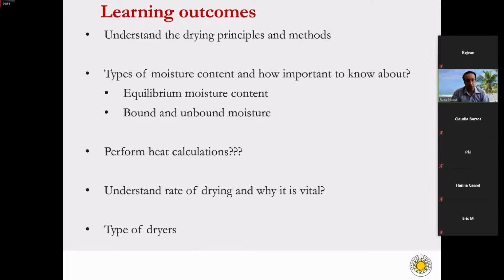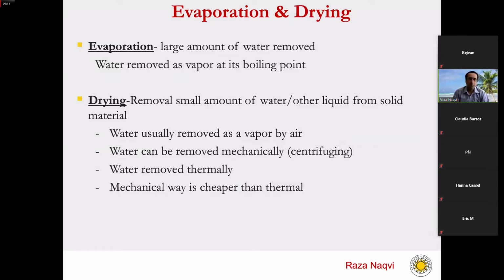We will try to discuss very briefly the heat calculations that we do in drying equipments. It is very important that we understand the rate of drying and why it is vital, and also different types of dryers.